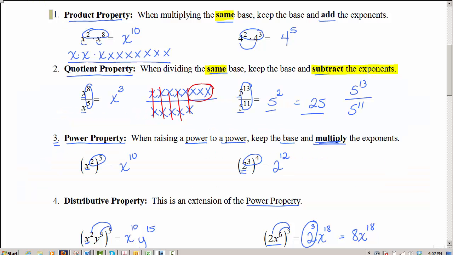Knowing these 4 properties is very important throughout your math career. Once you quit taking math classes, I guess you could quit doing these, but you really need to make sure you know them.